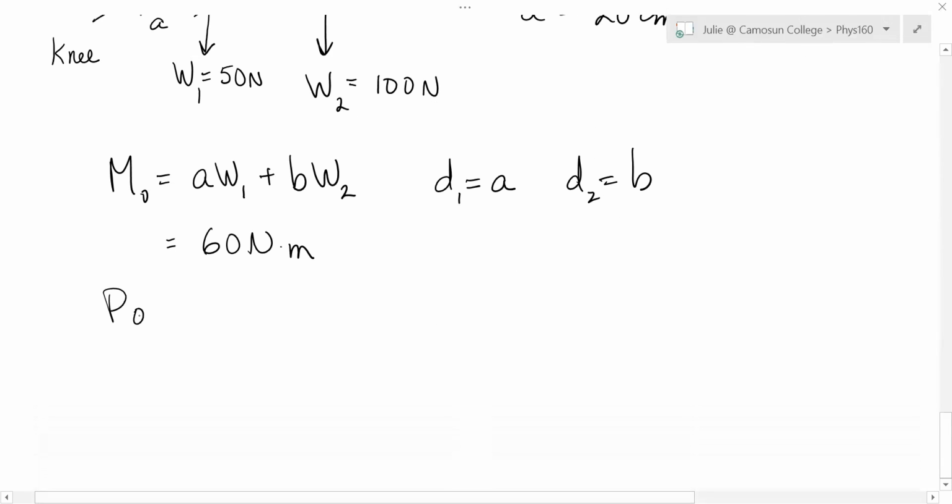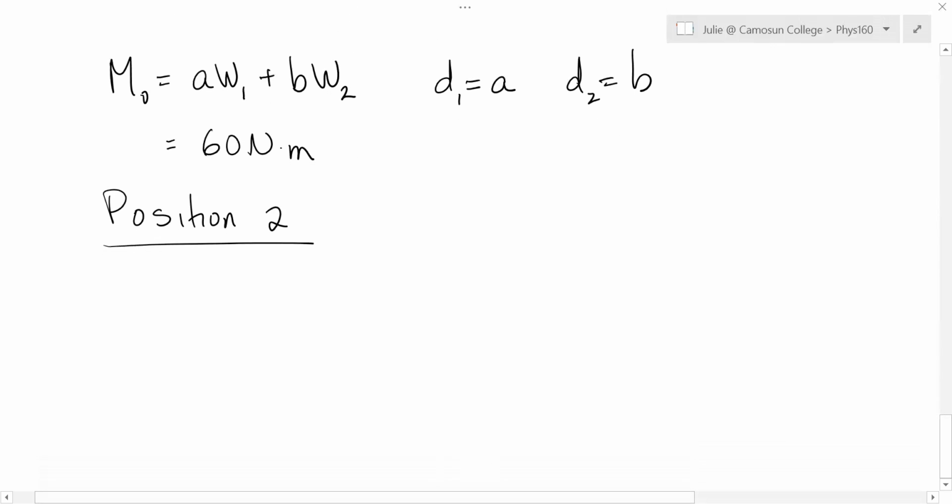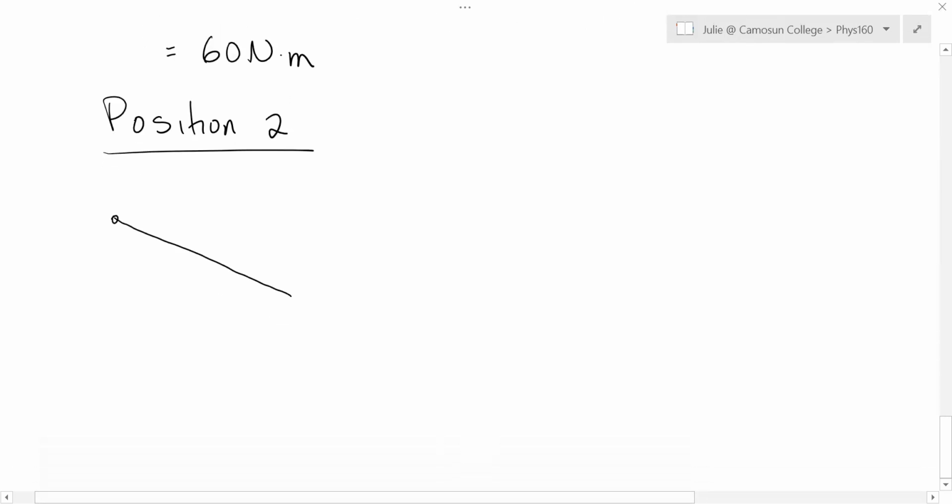But now when you go to position 2, the perpendicular distance to the end of your foot is less because you've now brought your foot closer to your body. And so in position 2, you have to draw your lower leg down at an angle like that. Now the weight, remember, still points toward the center of the earth. So W2 is still straight down, 100 newtons. And W1 is still also straight down at 50 newtons. And A is still along the length of your leg.